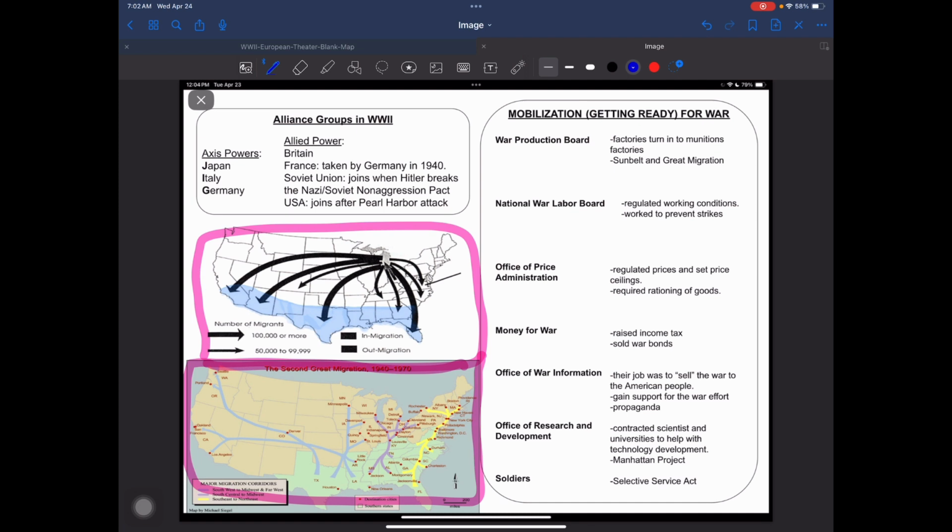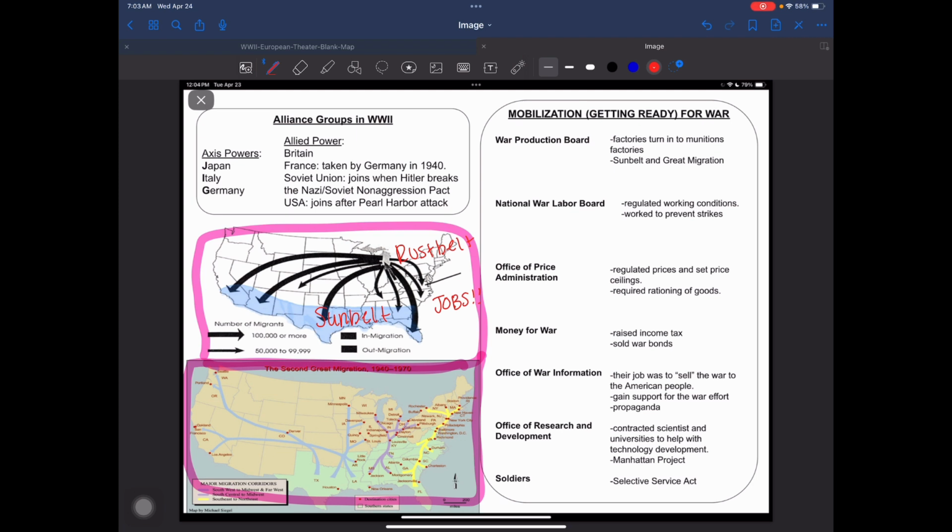So right here, we're going to see a migration from the Rust Belt up here. It's called the Rust Belt because a lot of the factories that had produced war equipment in World War I were a little bit older and a little outdated. And we have built many new factories down here in the Sun Belt. So most migration takes place for the purpose of jobs. So this, again, is leaving the Rust Belt up north and migrating down to the Sun Belt in the south.